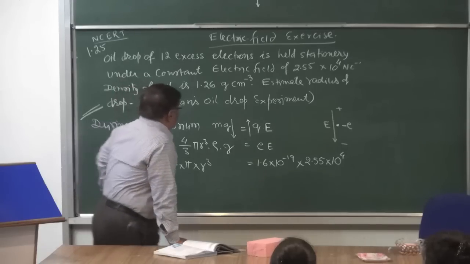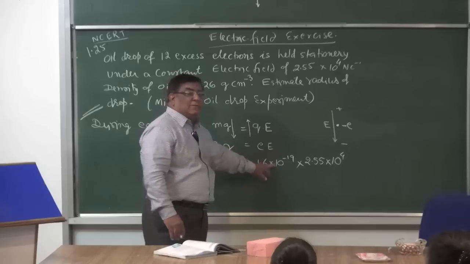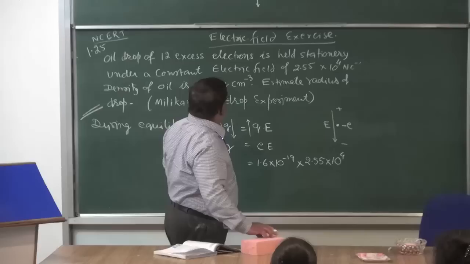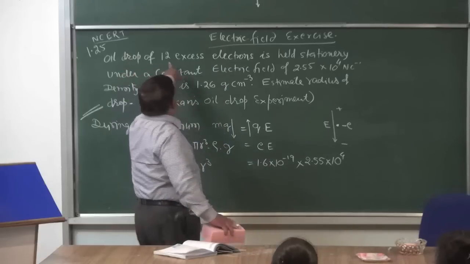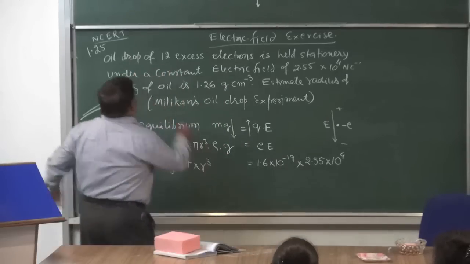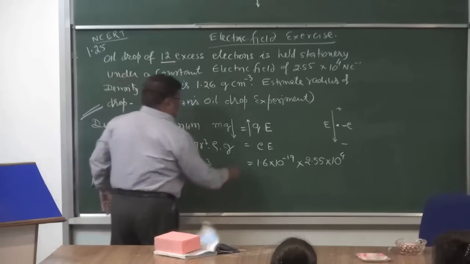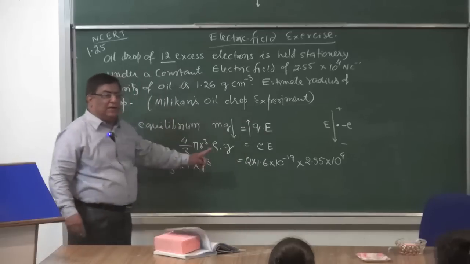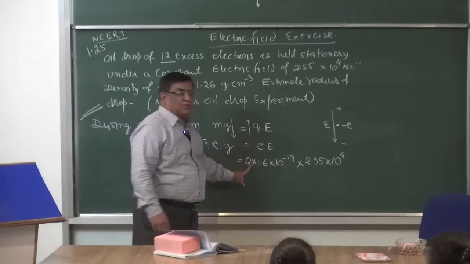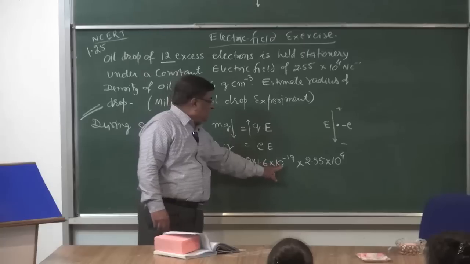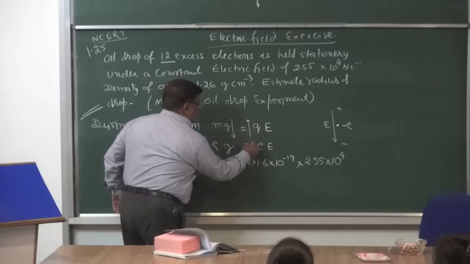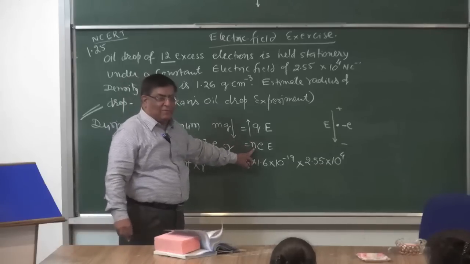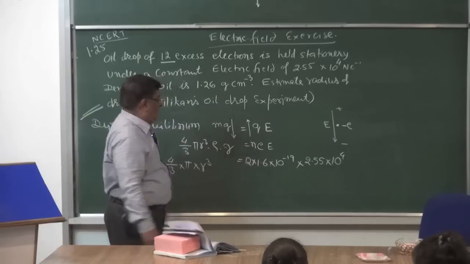The oil drop has 12, okay, I forgot it, you are right. 12 excess electrons. Okay, one electron is this much, we should do it for 12 electrons. So this is the charge Q. Q is equal to Ne, and here N is 12 and e is this much. Clear?